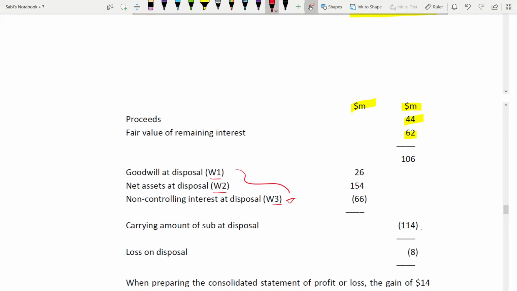So goodwill 26, net assets was 154, NCI you are deducting, because NCI has to be deducted from this too. Show it in the first column, the inner column. 26 plus net assets, NCI deduct.